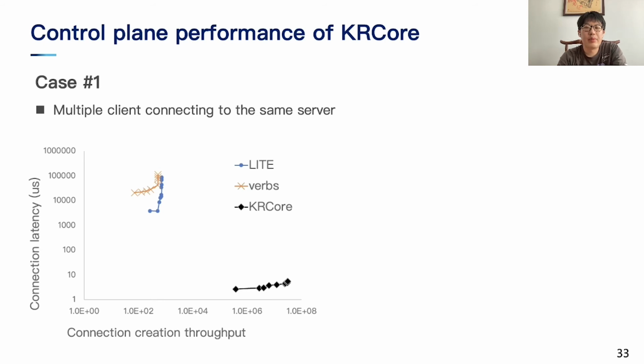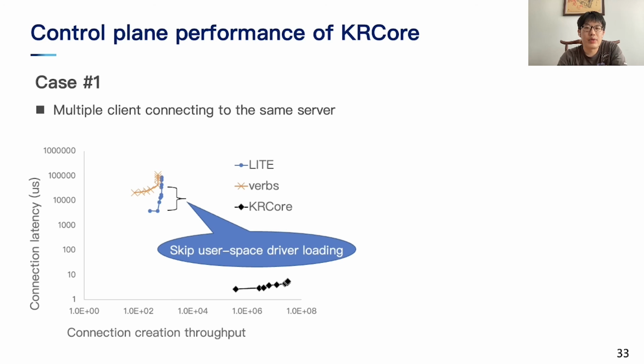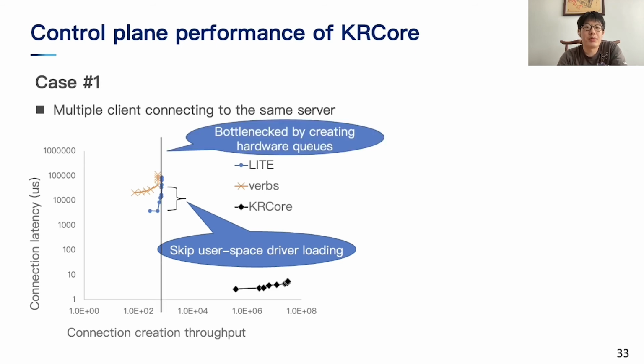Our first case study is the performance of multiple clients connecting to a single server. From the figure, we can see that KRCore is orders of magnitude faster than verbs and LITE. Notice that the axes are log scale. This is mainly due to the fact that KRCore replaced the control path operations with data path operations, namely one-sided RDMA requests to fetch the metadata from the MetaServer. LITE is faster than verbs because it avoids the driver loading process, since it's a kernel-space RDMA solution. However, both LITE and verbs are bottlenecked by creating hardware queues on the RNIC.